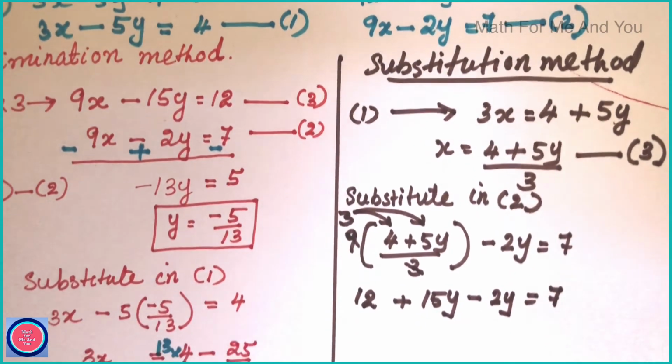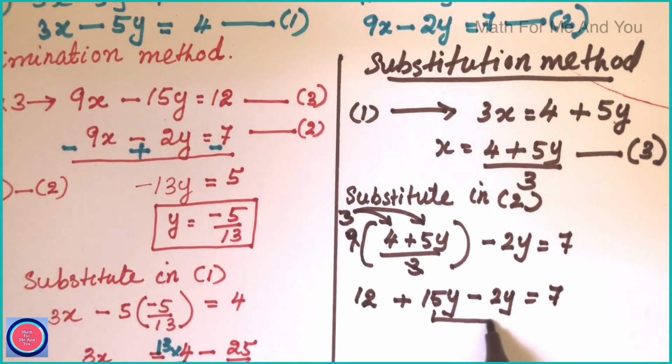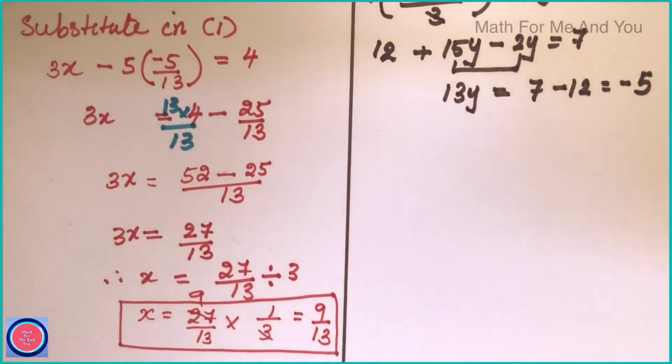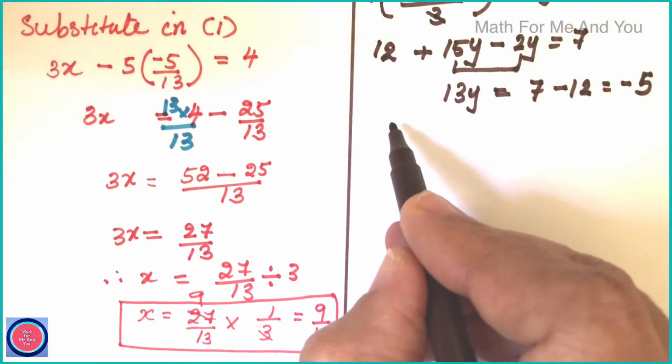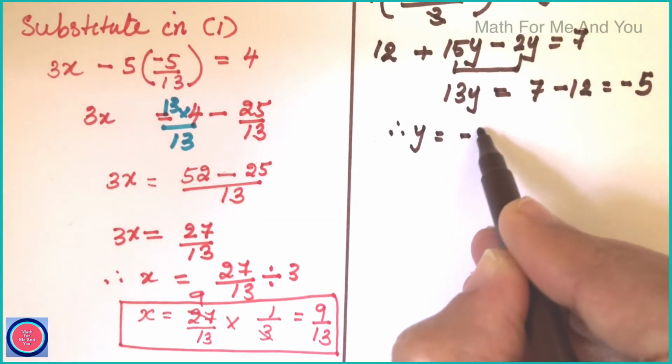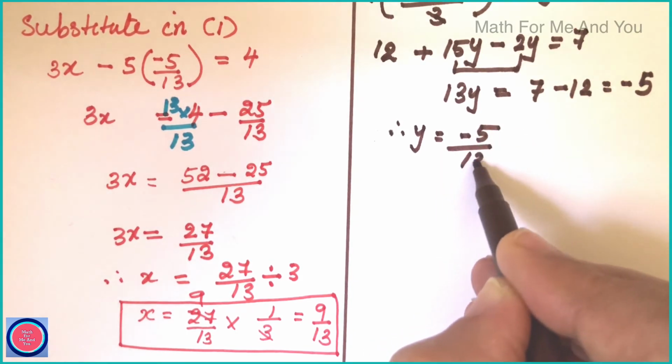We can see the equation changes to a one-variable equation. 15 minus 2, what number do we get? It is 13y is equal to, collecting the numbers on the right side, 7 minus 12. That is equal to minus 5. What is the value of y? Minus 5 over 13. We get the value of y equal to minus 5 over 13.